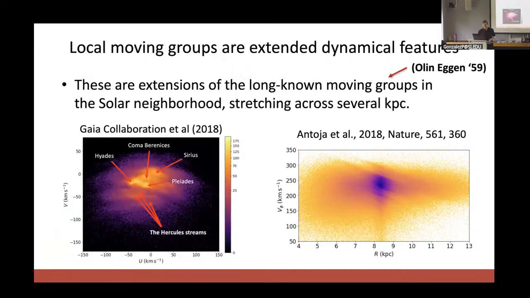And these are actually long extensions of long known moving groups in the solar neighborhood, which we now know stretch across several kiloparsecs. So for example, this old picture of the moving groups first discovered by Olin Egan. This is the well-known Hercules stream, and these other moving groups, Hyades, Pleiades, Coma Berenices, Sirius, correspond to the ridges in this picture. So Hercules would be this one down here. Sirius is this long one here. And so they're not local features, they're large-scale dynamical features.